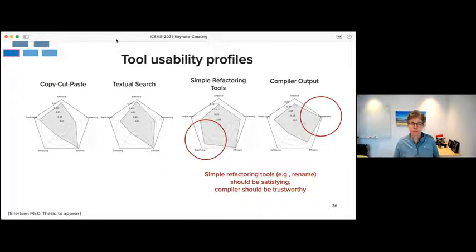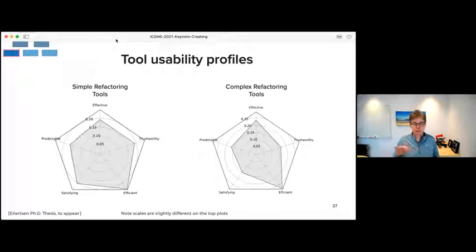textual search. If we look at simple refactoring tools against complex refactoring tools, it's interesting that when it's complex, it doesn't have to be as trustworthy as when it's simple, and doesn't need to be quite as predictable as we thought maybe they could be. So we're just in the beginning steps of trying to understand how to take some of these trade-offs and really start to move them through into tool design.